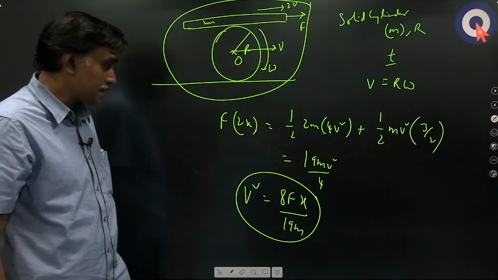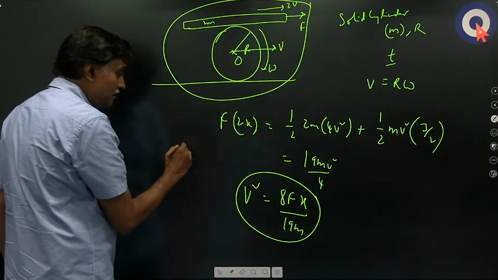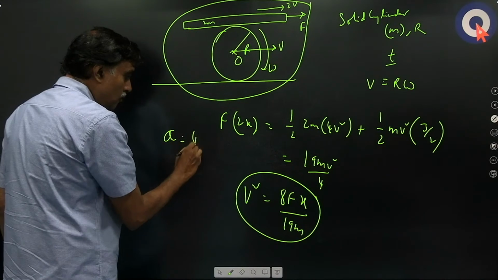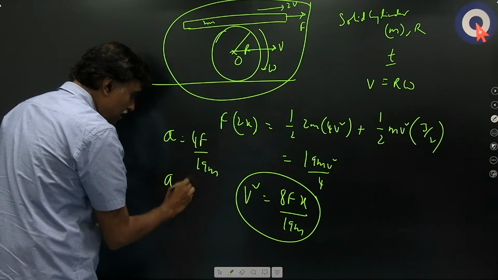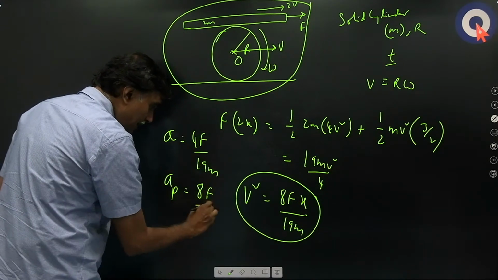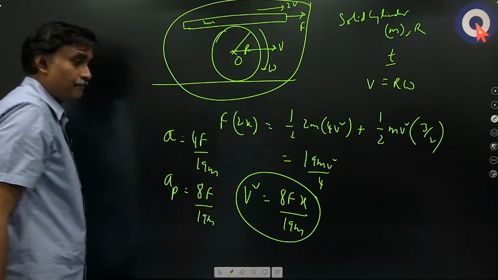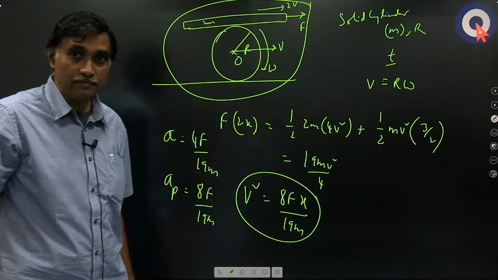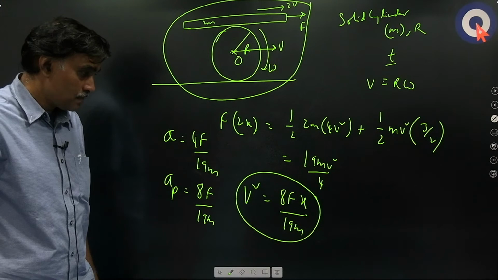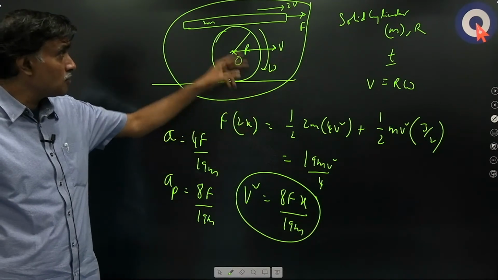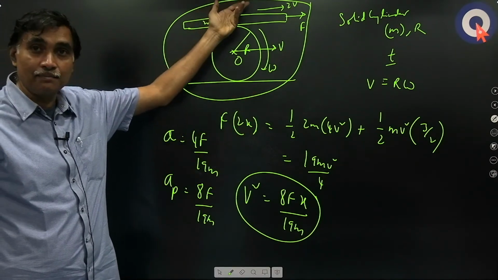Okay, that is acceleration. So what is the acceleration of the center of mass of the cylinder? 4F by 19m. Then what should be the acceleration of the plank? It is double that, 8F by 19m. Okay. Now what is the next task? What is the work done by the frictional force between these two on the plank in that time?